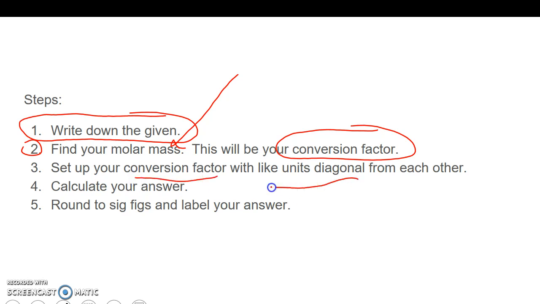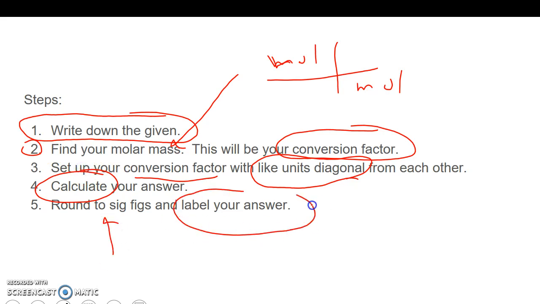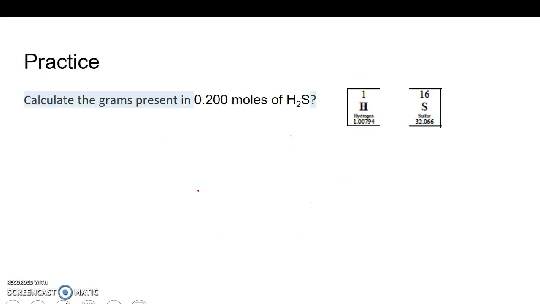We put the like units diagonal, right? We want moles. Moles diagonal for moles. Then we want to calculate our answer with our calculator, round to sig figs, and label. Same thing we've been doing, same thing we did with particles. So don't get too riled up just yet, and we'll see how we do. So I'll give you some examples.